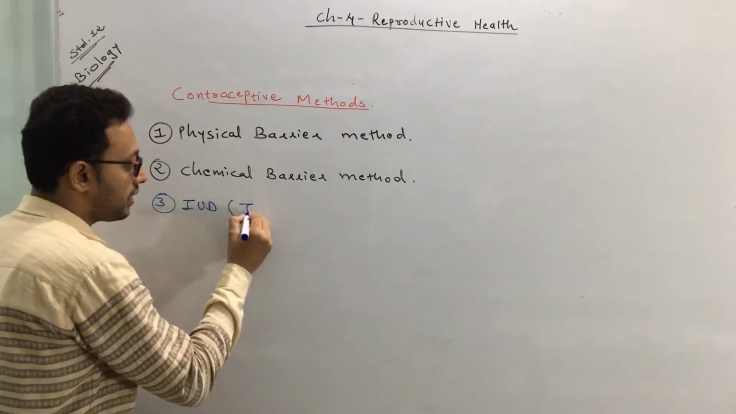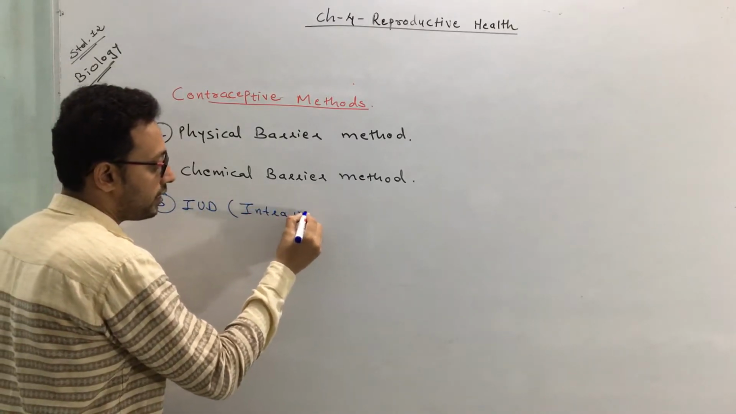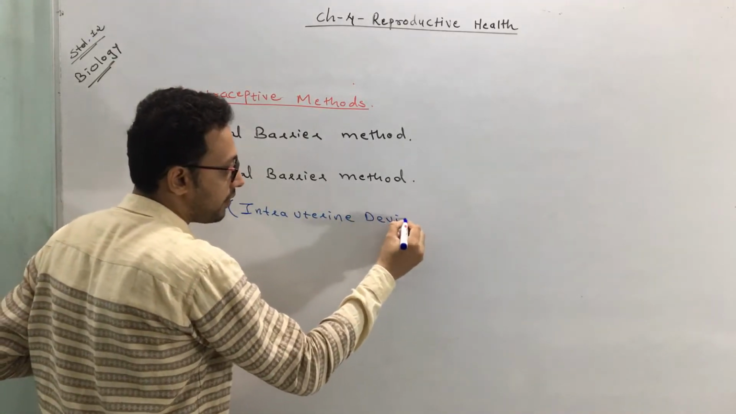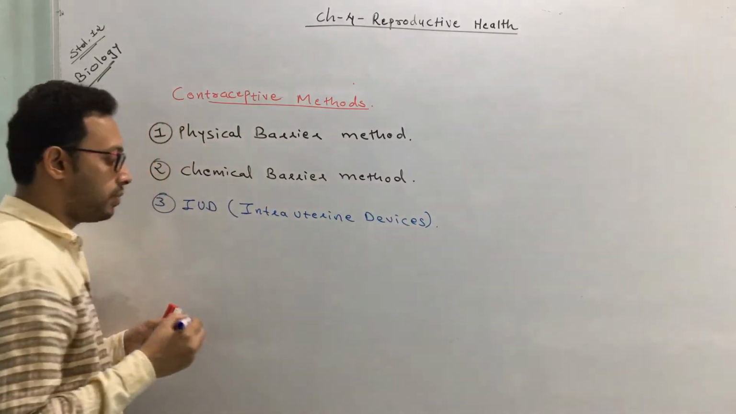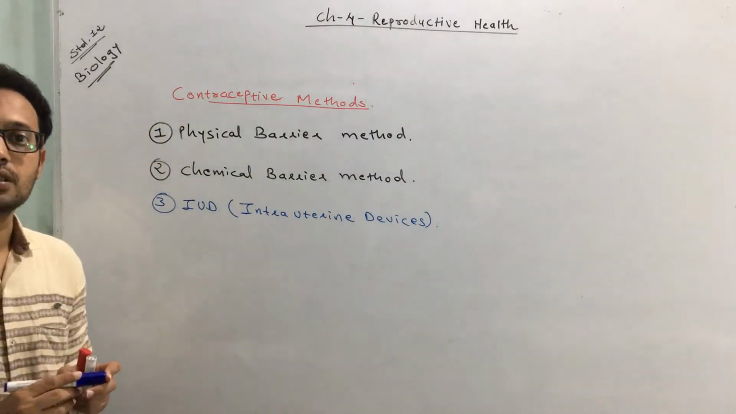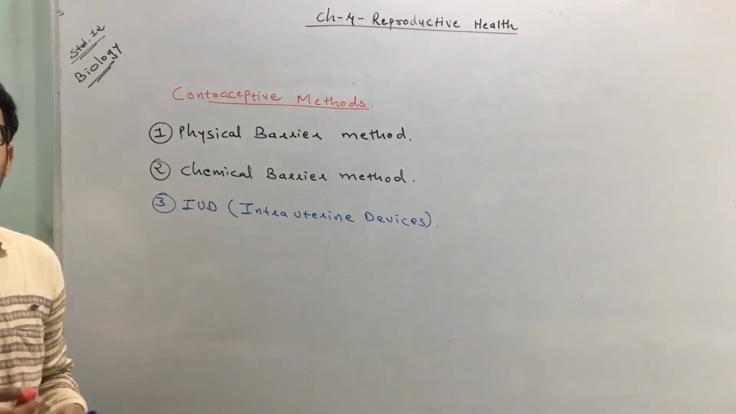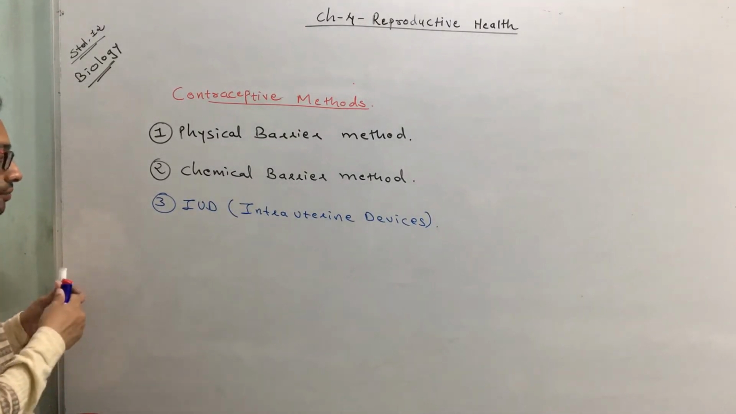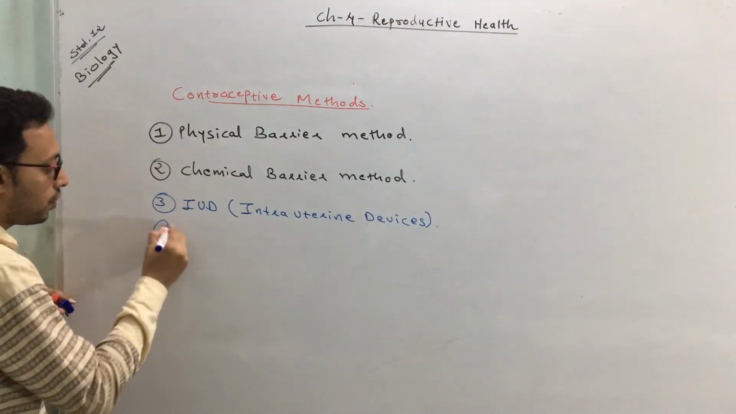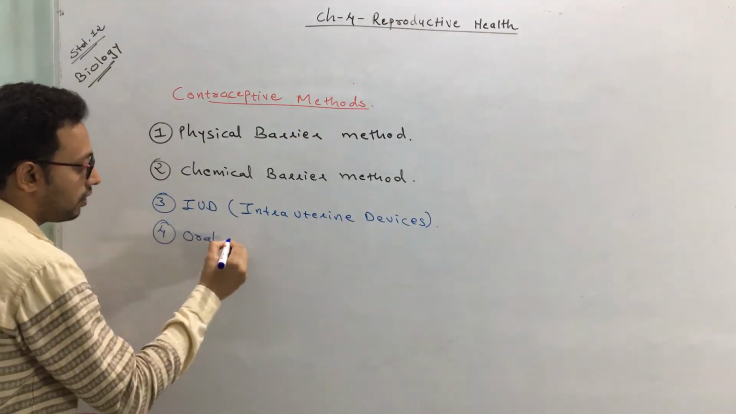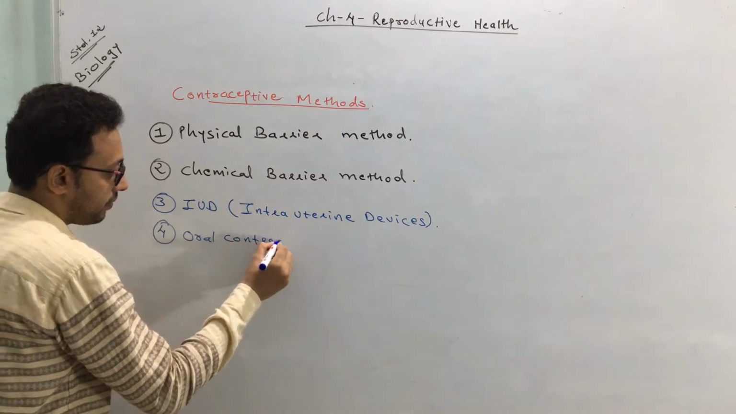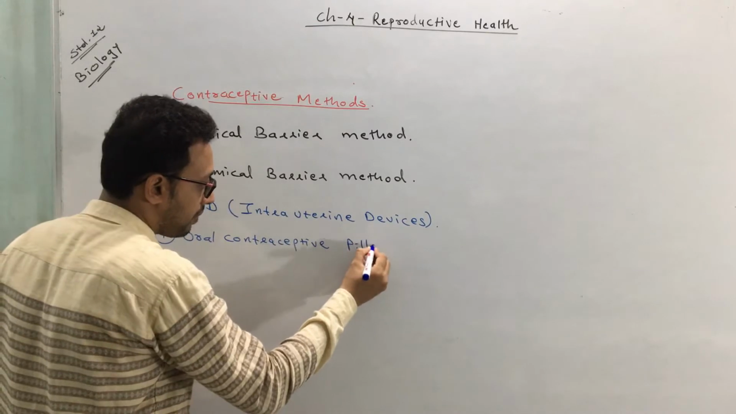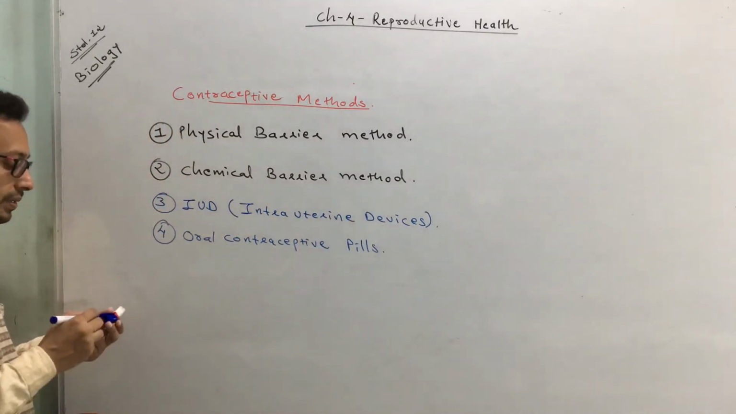The full form is intrauterine devices. These are devices which are placed by an expert medical professional or nurse into the uterus, which prevent conception or pregnancy. The fourth method is oral contraceptive pills.